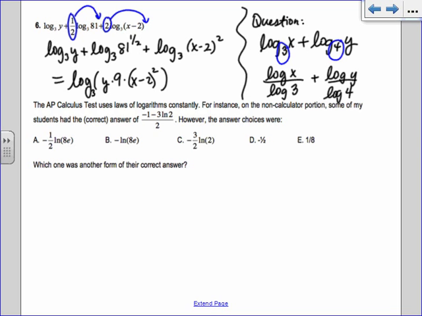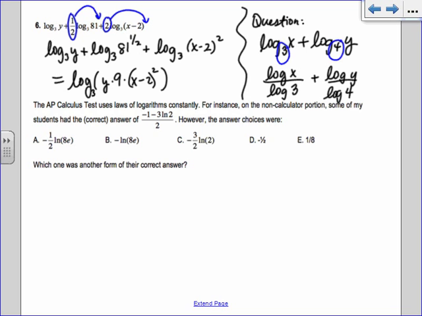The thing they do on the AP Calc test all the time is write things in different forms. So you might get a certain answer, and you're like, here's my answer: -1 minus 3 natural log of 2, all over 2. And then these are the answer choices. Do any of them look anywhere near your answer? Not really. Maybe C, but it's missing that -1. So it's super important that you know how to change things around.